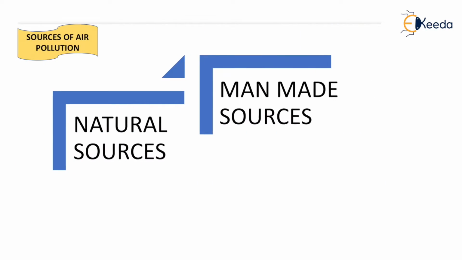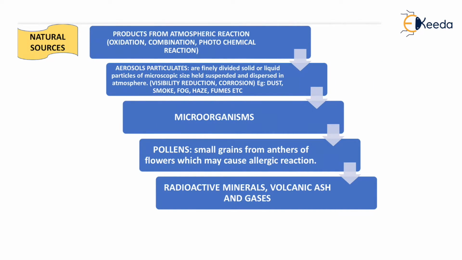Now, sources of air pollution. There are two sources of air pollution, that is natural sources and man-made sources. Natural sources are created by the environment and man-made sources are created by human beings themselves. Now, what are the natural sources? Natural sources are products from atmospheric reactions like oxidation, combination, and photochemical reaction.